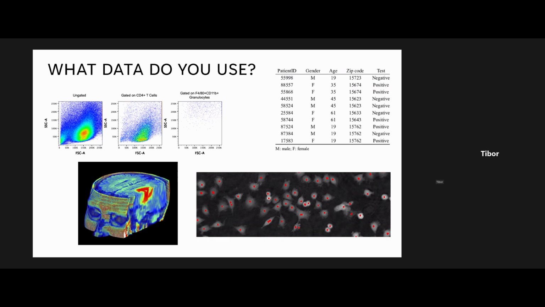It is very flexible. And on the bottom right, you can see an image of cells from a microscopy image that have been marked with red dots. And this is actually from an AI counting or predicting what the cells might be.